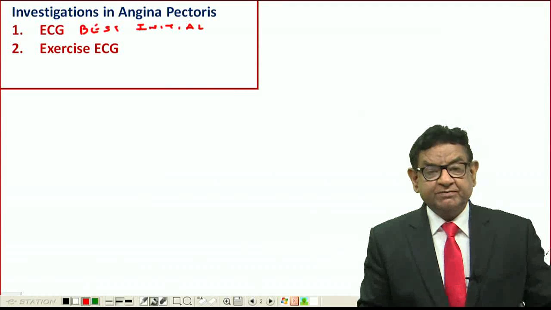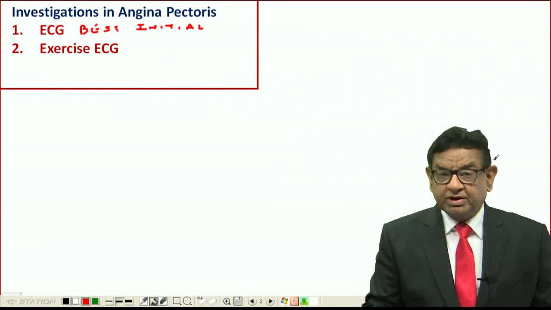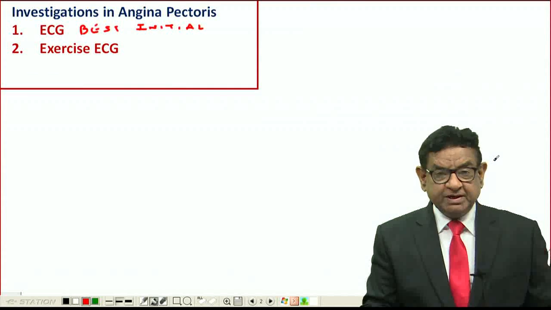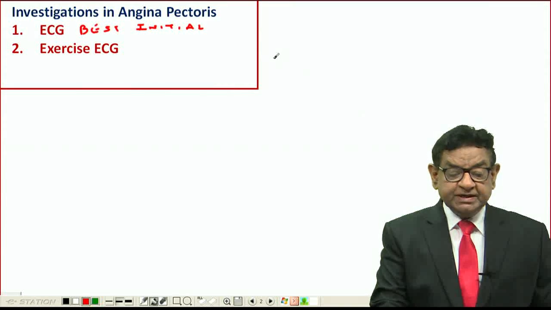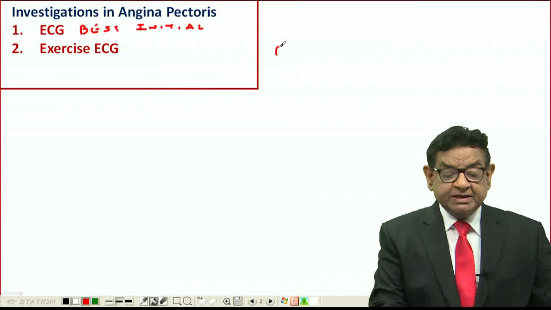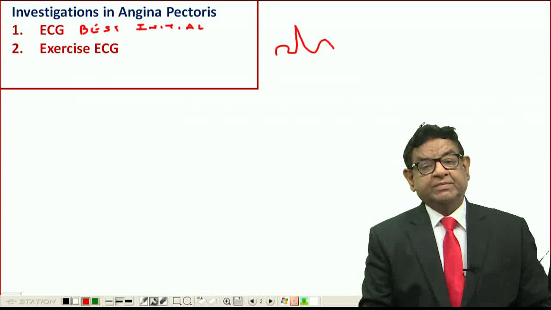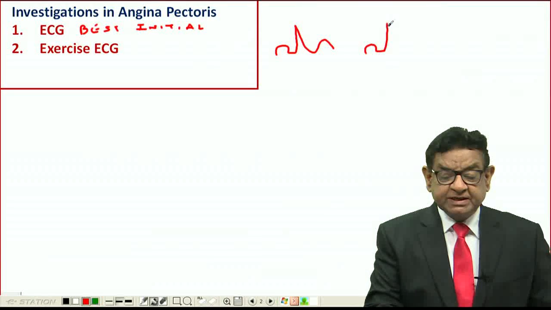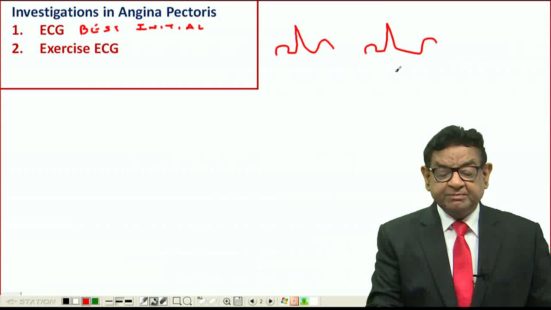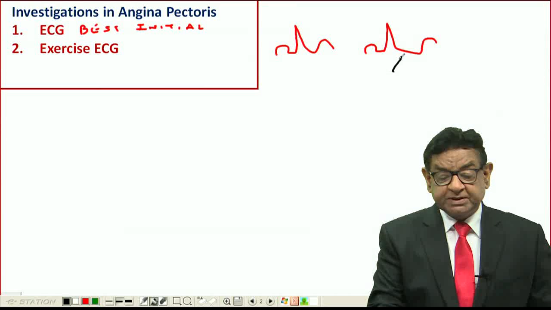That means a patient comes with exertional chest pain, typically the pain of angina which gets reduced on resting. You are thinking of angina, so you go for ECG. Now the ECG of angina may be normal. It's not necessarily that every time we'll get some changes. Otherwise, what we get is ST segment depression. You can see the ST segment depression here.